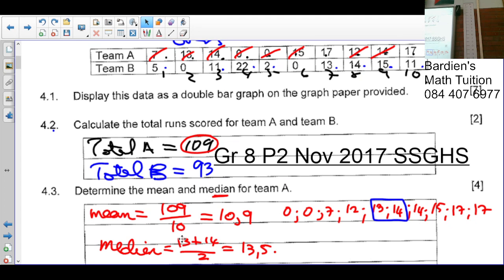Now if there were, say, 7 numbers only. There is 1, 2, 3, 4, 5, 6, 7 numbers. So the middle number here would have been 4. So your median would have been 4. But since it's an even amount of numbers, what I do is I take the 2 numbers in the middle, add them together, and then divide by 2. Okay. So that's how we calculate the median.